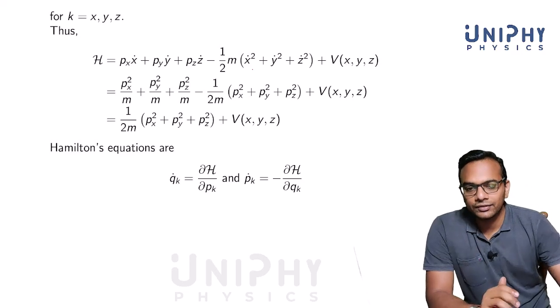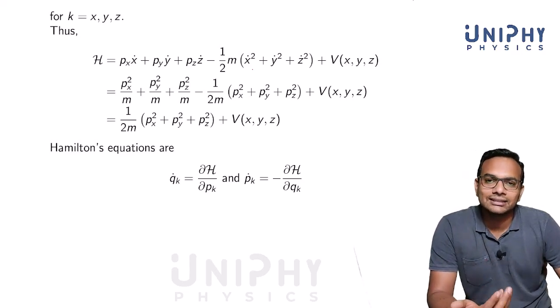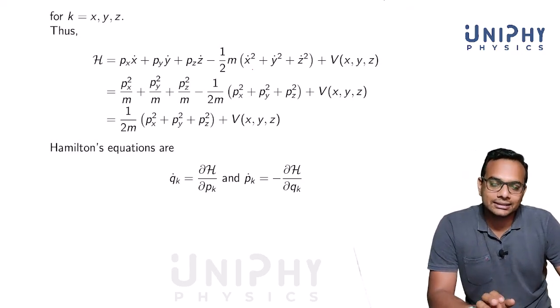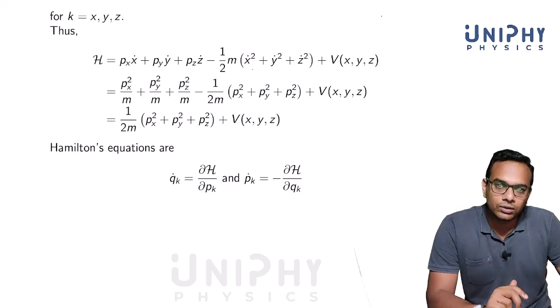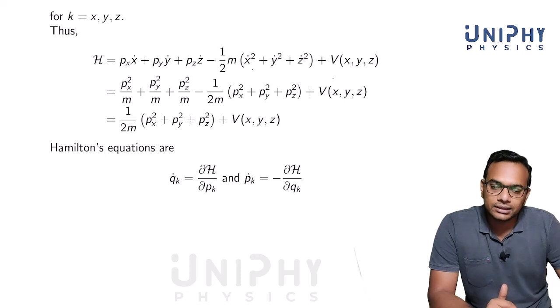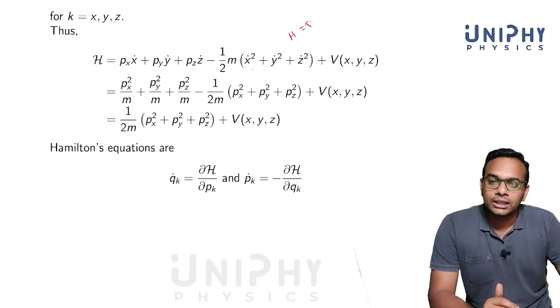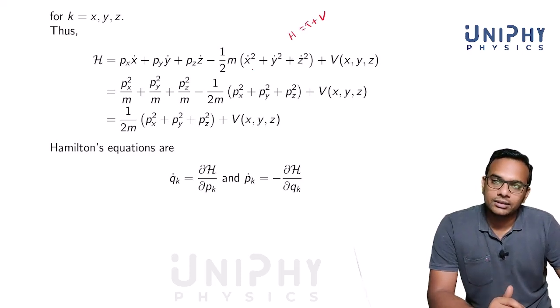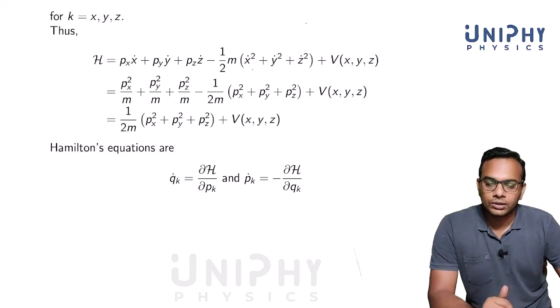All right, but it's really clear that the Hamiltonian is the total energy in the case that there are no transformation equations involving time explicitly, or no velocity-dependent potentials. Then you can always write H equal to T plus V.